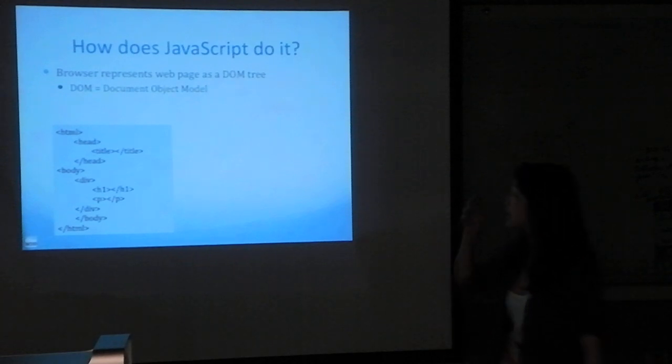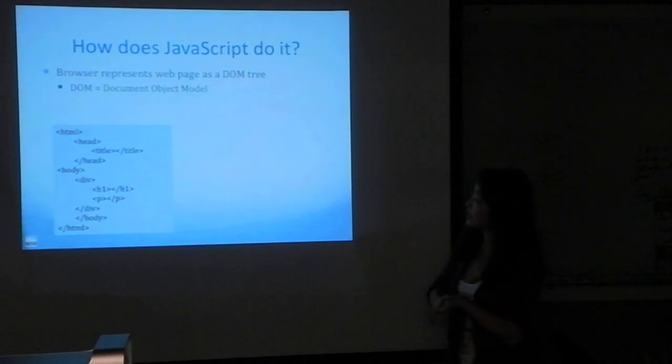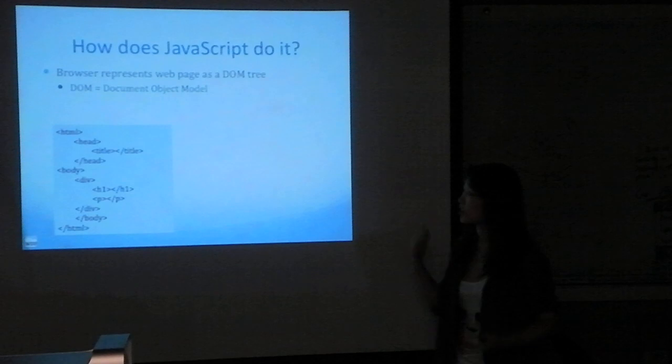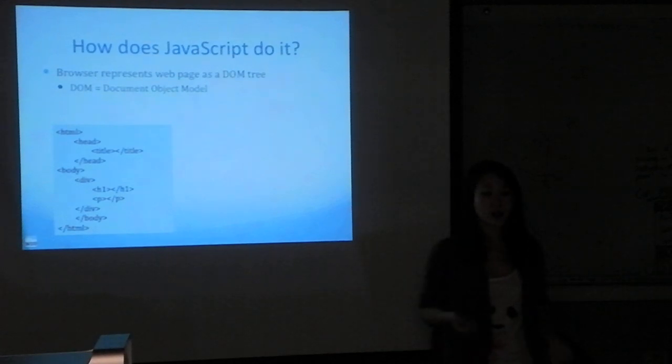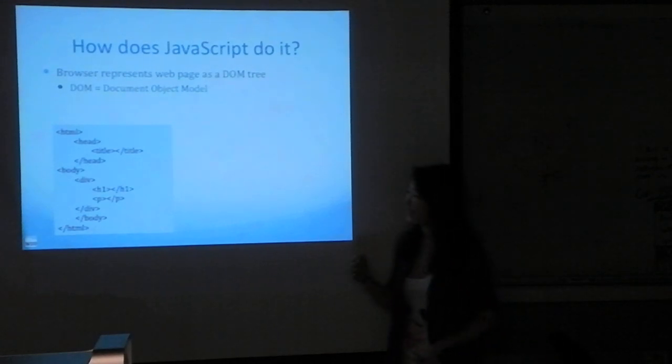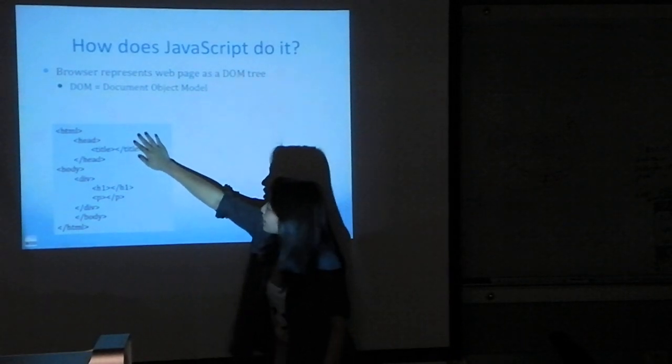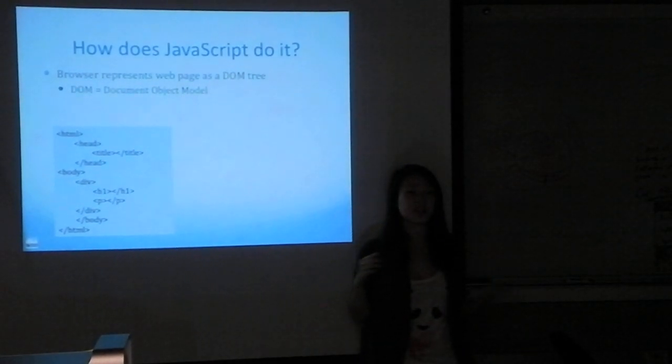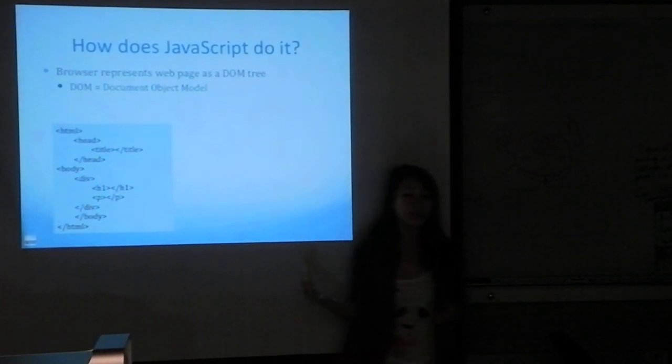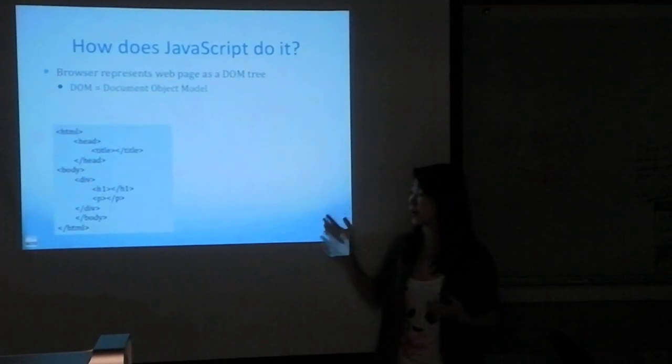Okay, so how does JavaScript do it? Basically the browser represents the web page as what's called a DOM tree, and DOM stands for document object model. And when you guys saw this, remember when we talked about nesting and children and parents for HTML elements? It'll be clearer when I talk about trees.